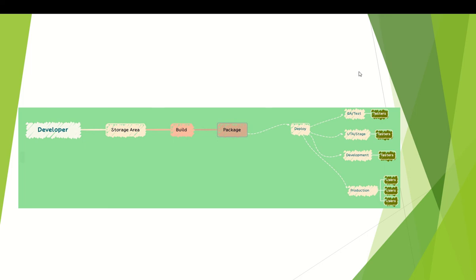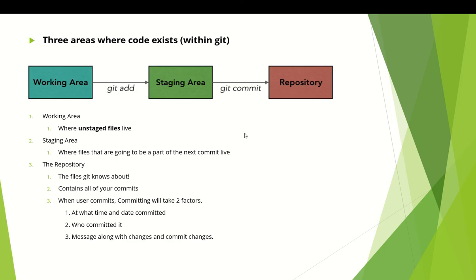So once the code is available at the staging area, it will be built and packaged and deployed to the concerned environments like QA, staging, development. When testing is done, that will be pushed to production. This flowchart is not exactly what is going to happen, but I'm trying to give a basic understanding of this.